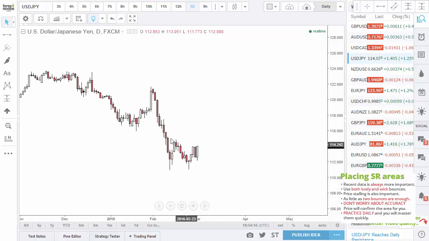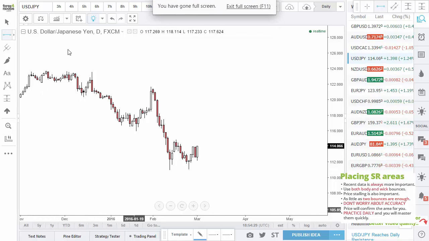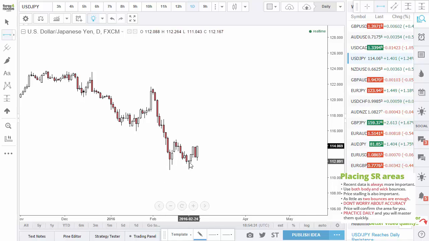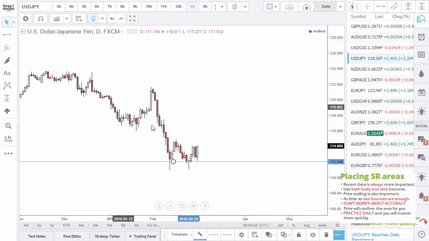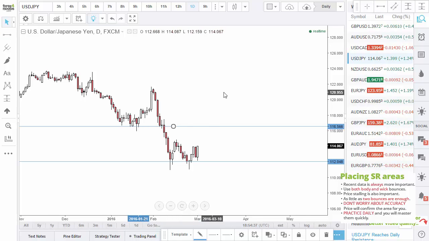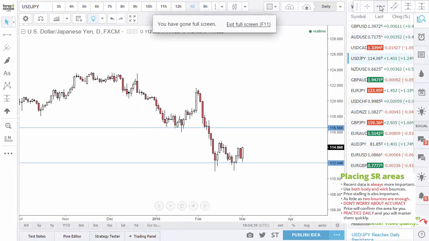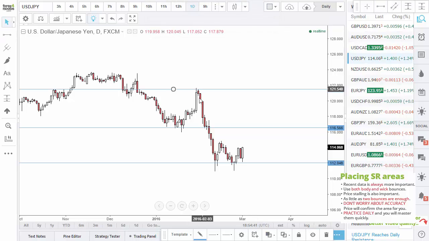The key to placing good support resistance areas is to just place them based on the first bounces you see. I'm seeing a lot of questions. The key is just to place them based on the first bounces you see. It's easy. I'm going to do it really fast here on USD JPY. So I'm going to place one there, place one roughly there, place one there.